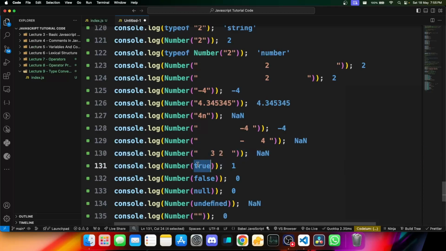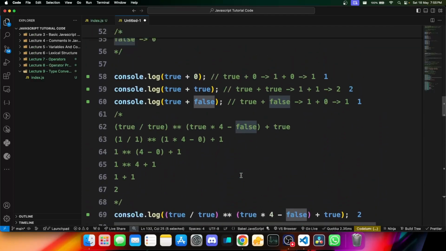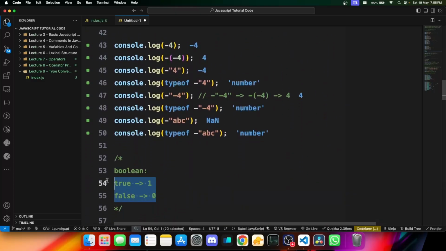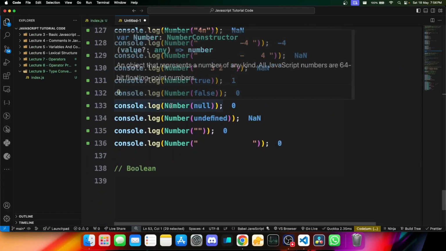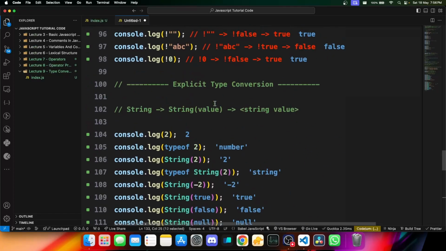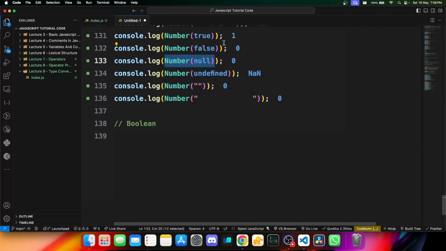Next is true. So true gets converted to 1, false gets converted to 0. This must sound very familiar from before, very easy to understand. Then null gets converted to 0. Again, very familiar from before. Undefined gets converted to not a number. Again, you must be familiar with this.